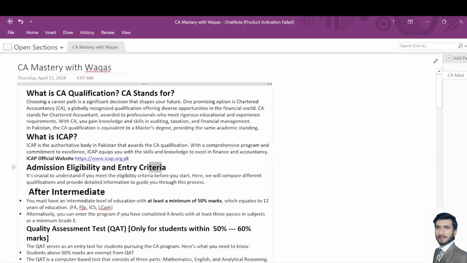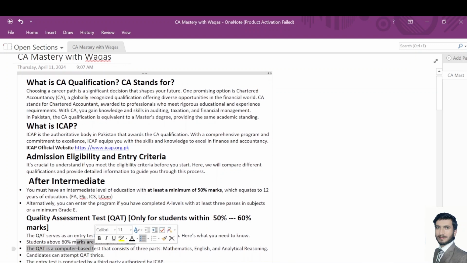Well, after intermediate, students with at least 50% marks can join CA qualifications. However, after bachelor, students can join CA as well with a minimum of 45% marks. It is important to note here that students with 50% to 60% marks are required to appear in CAT tests, but students above 60% marks are exempt from the CAT test.